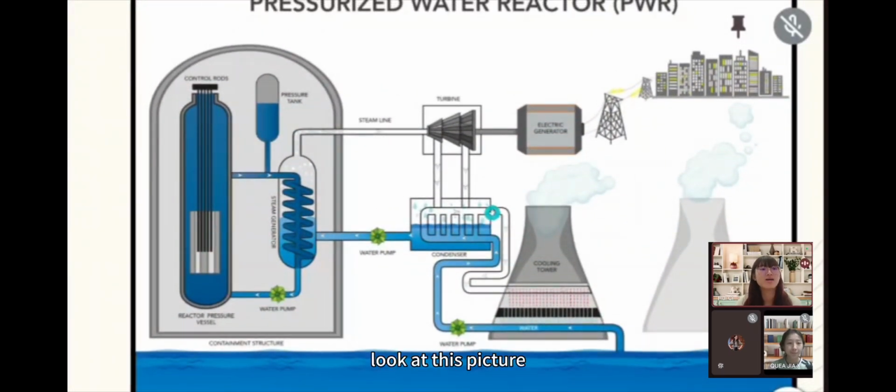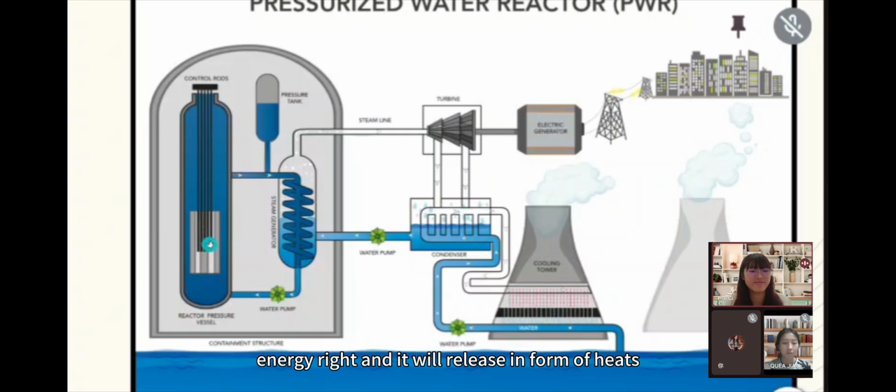Okay, look at this picture. First, we use the splitting of uranium atoms to produce nuclear energy in the reactor core. The control rods are one part. We will control and observe the neutrons and regulate the rate of fission and its coefficients.